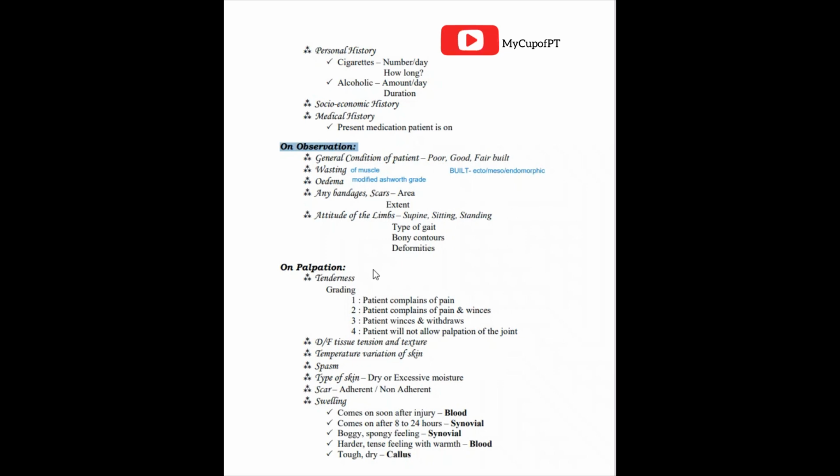Now it includes the general condition of the patient. You will be able to see if the patient's general condition is poor, good or fair. You can also include a point here, that is build. The patient can be ectomorphic, that is thin, mesomorphic, that is moderate build, and endomorphic, that is obese.